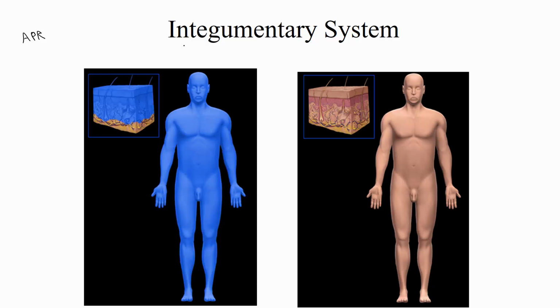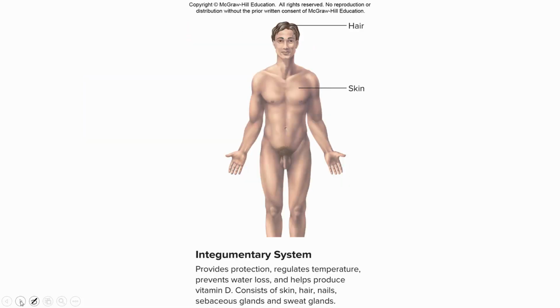Okay, so the integumentary system. Okay, you can see this is everything kind of on the outside. There's a chapter on each of these that will go into more detail. But in general, the integumentary system is going to provide protection. One of the biggest things that the integumentary system does is prevents water loss. We think of your skin as basically keeping stuff out of your body. One of the key functions, though, is it keeps water in.